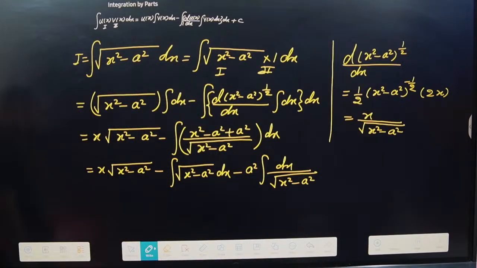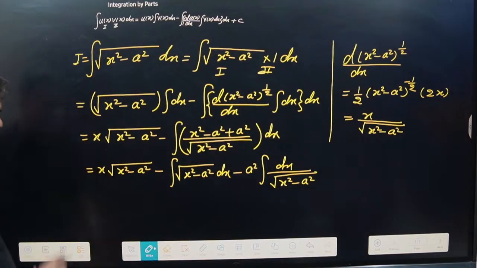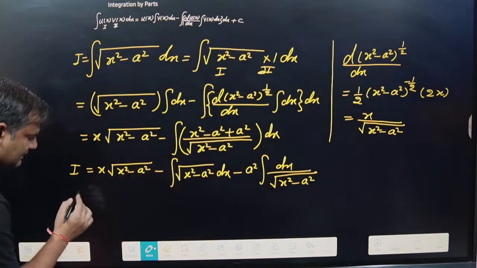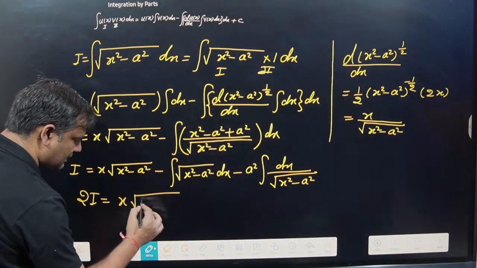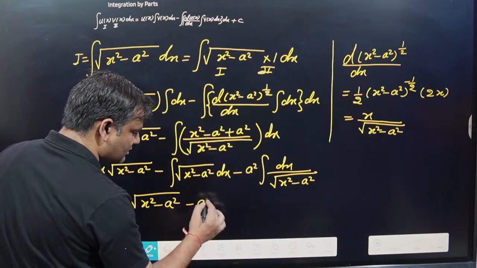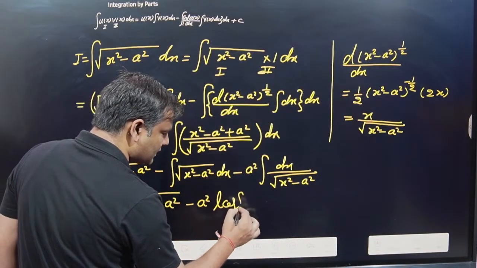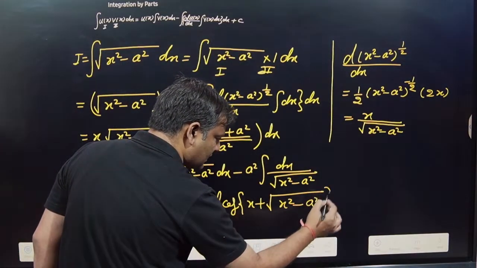Clear or not? Look here very carefully. If anyone faces any doubt at any step, then comment it. Okay. What about that value? Simply I, because here it is I. So I plus I, that is 2I. 2I is written as x under root x square minus a square. And what about that value here? A square into log of x plus under root x square minus a square plus c.